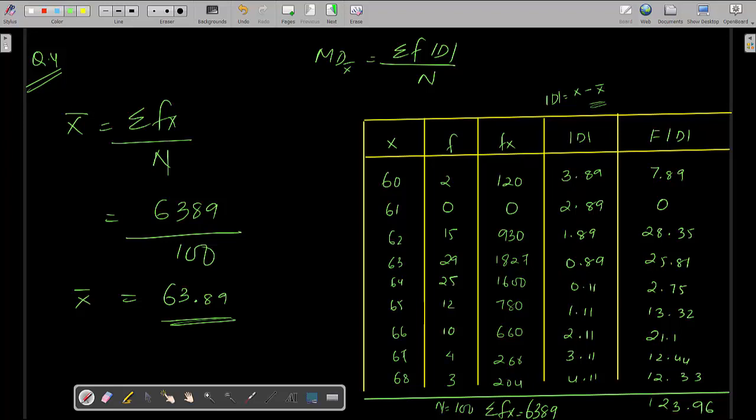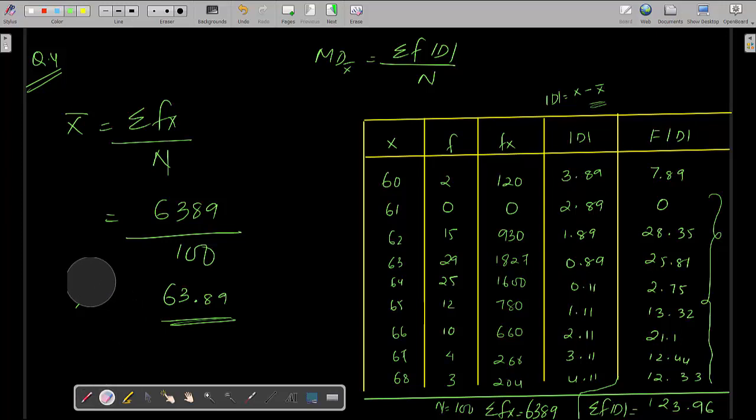Now, once you find all the product values of f and d, you have to find the sum of all these values as well. You have to add up all these values. So that is sigma fd is equal to 123.96. So this is your value, the sum of all this. Now you have to put this in the formula.